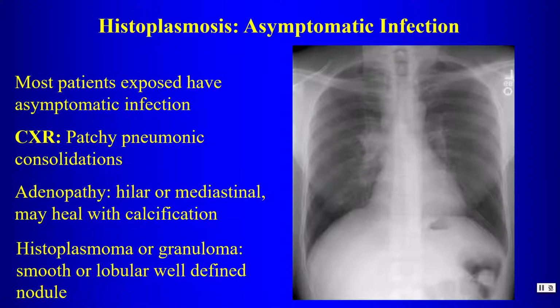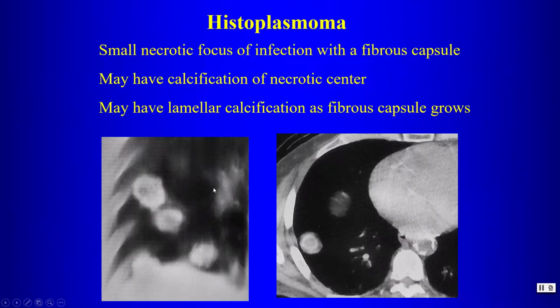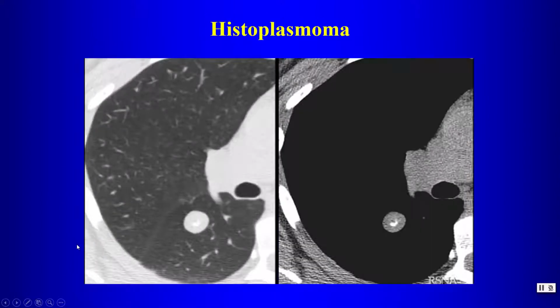Most patients can have asymptomatic infection. They might have patchy pneumonia. This can be associated with adenopathy, as in this case, you see right paratracheal, right hilar adenopathy. So fungal infections can cause lymphadenopathy. And histoplasmosis infection can result in a histoplasmoma. So these can be these nodules that form, and they might have this characteristic appearance of this peripheral ring-like calcification. So you may see that in a histoplasmoma.